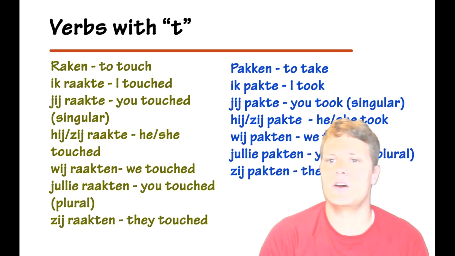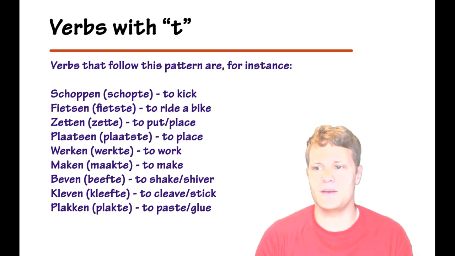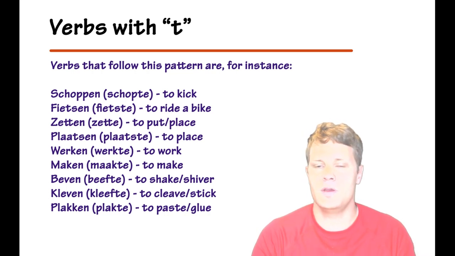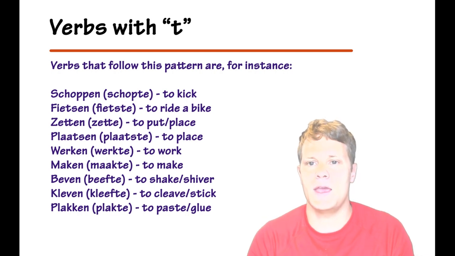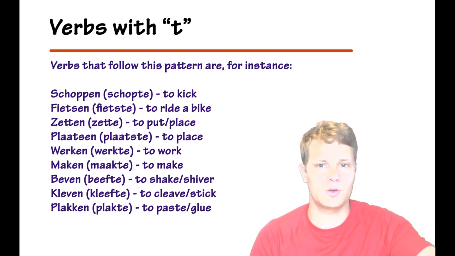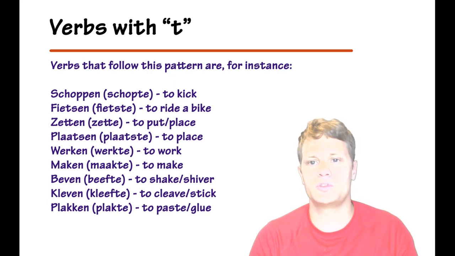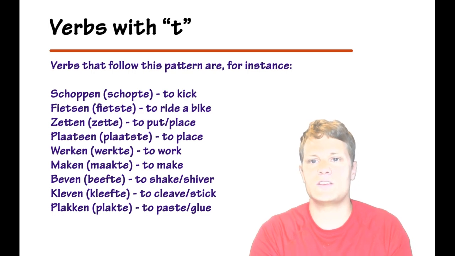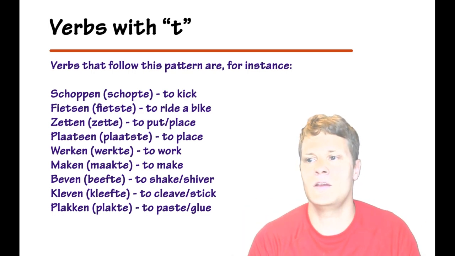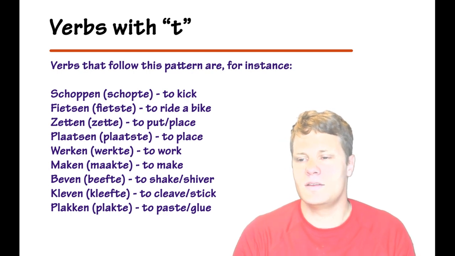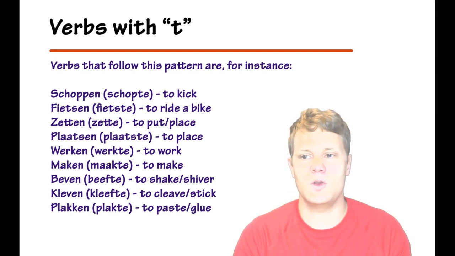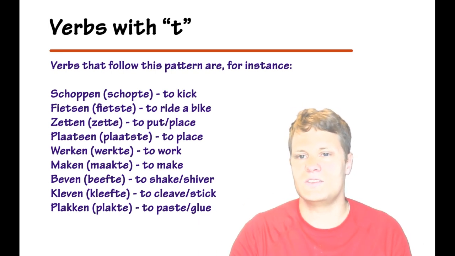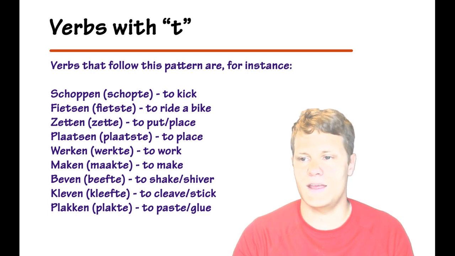It's actually pretty simple. So these verbs are some examples that follow the T pattern, which is schoppen, is to kick. Schoppen, in the past tense, it becomes schopte. And of course, if it becomes plural, like you guys or we or they, then it's schopten with an N. Fietsen, fietste, ik fietste, jij fietste, hij fietste, wij fietsten, means to ride a bike or biking. Zetten, ik zette, but then you don't have to have like 3 T's or something, so you just say zette. Zette, and then in plural it gets an N.